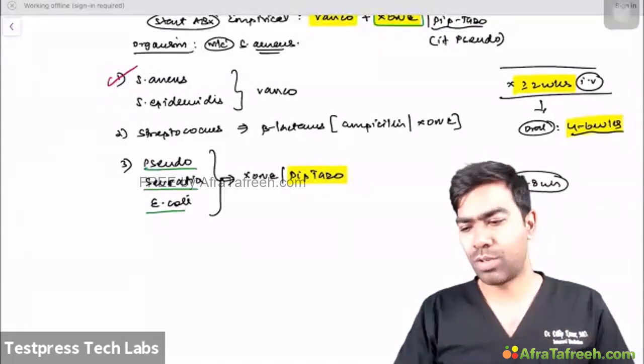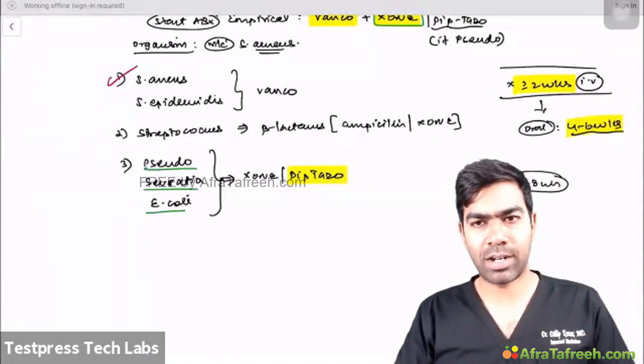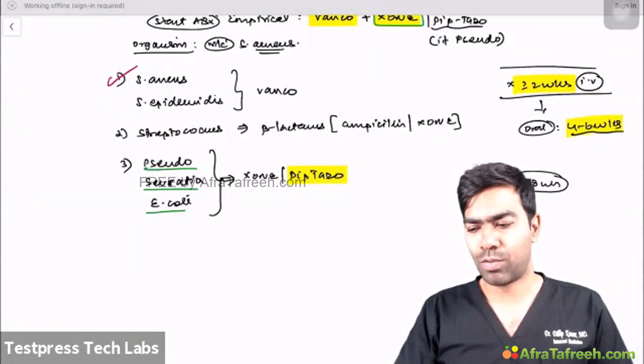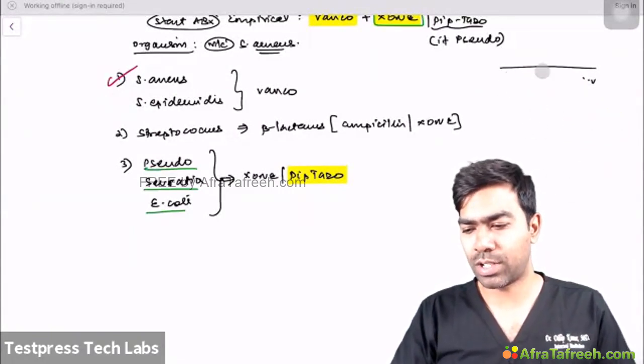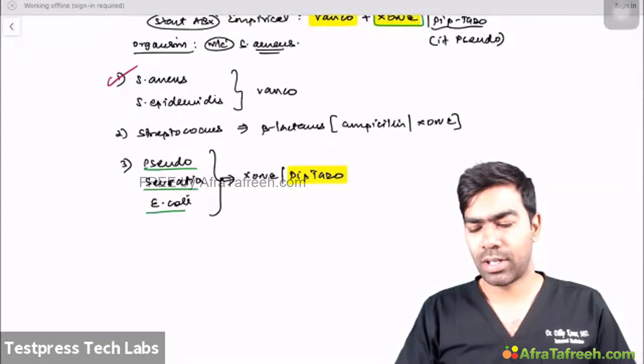But minimum you should give 2 weeks, both in infective endocarditis as well as septic arthritis, then followed by oral antibiotics for 4 to 6 weeks, which means the total duration of antibiotics will be 6 to 8 weeks, in a variety of scenarios.